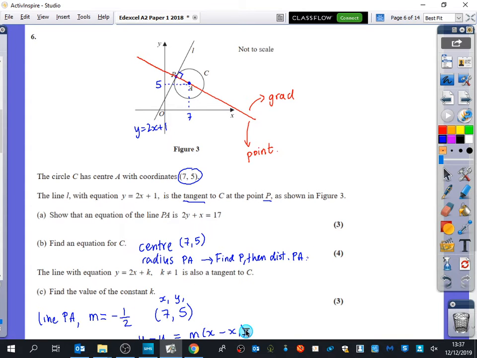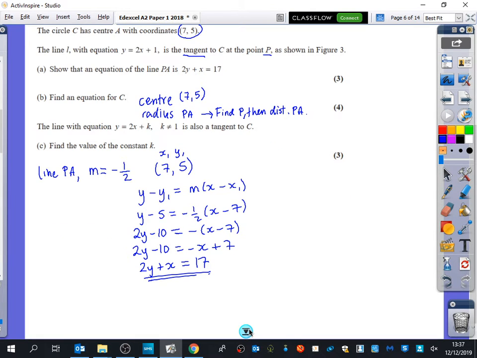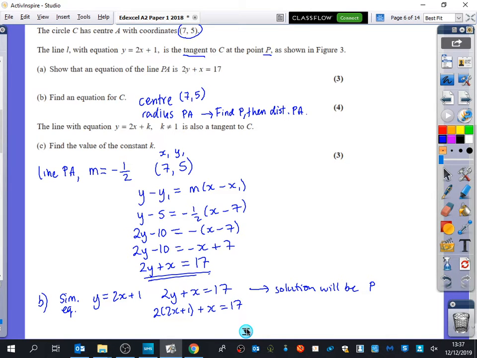The way that you should be able to find the coordinate of P is it's the intersection of those two lines. So the two lines that we've got are y equals 2x plus 1. This is now for part B of the question. We're going to do the simultaneous equations with y equals 2x plus 1 and 2y plus x equals 17. The solution will be where they intersect, which is P. So I'm going to substitute this in here. So that's 2 lots of 2x plus 1 plus x is equal to 17.